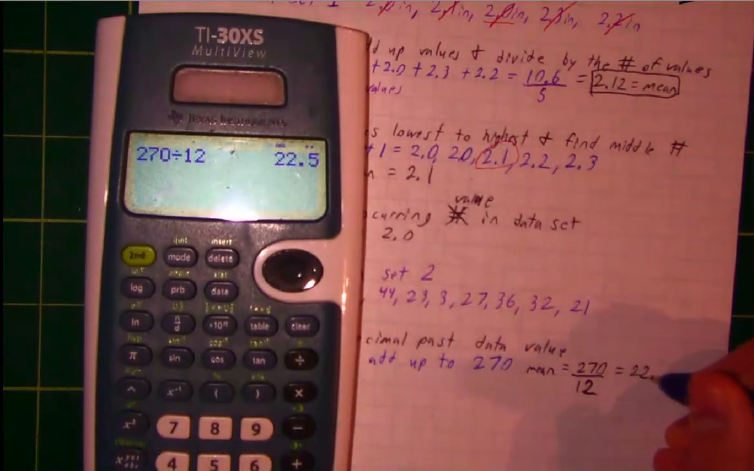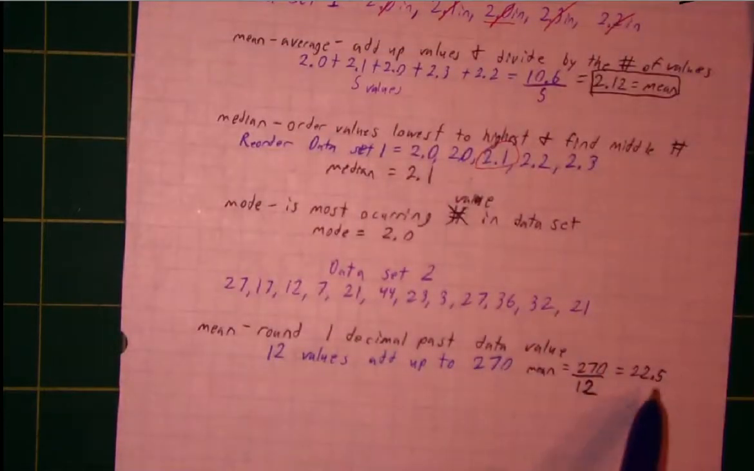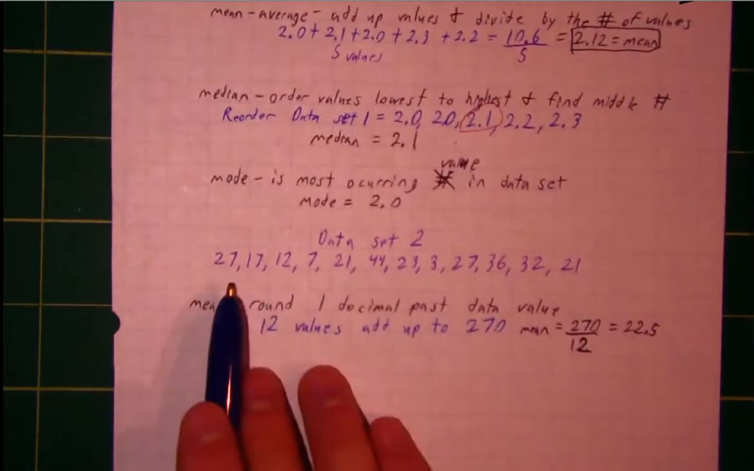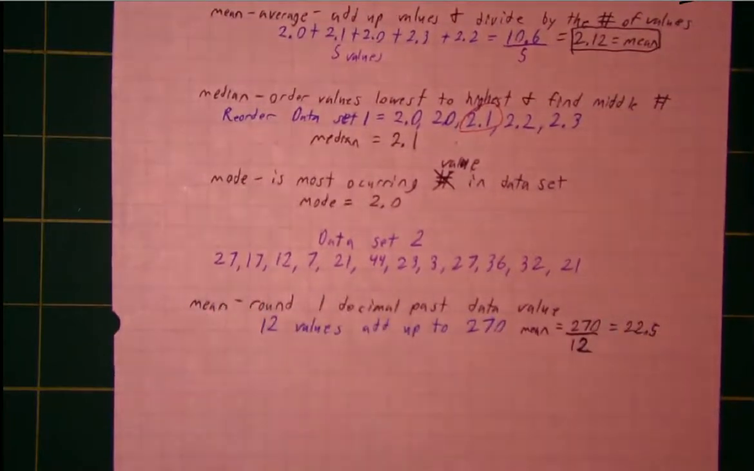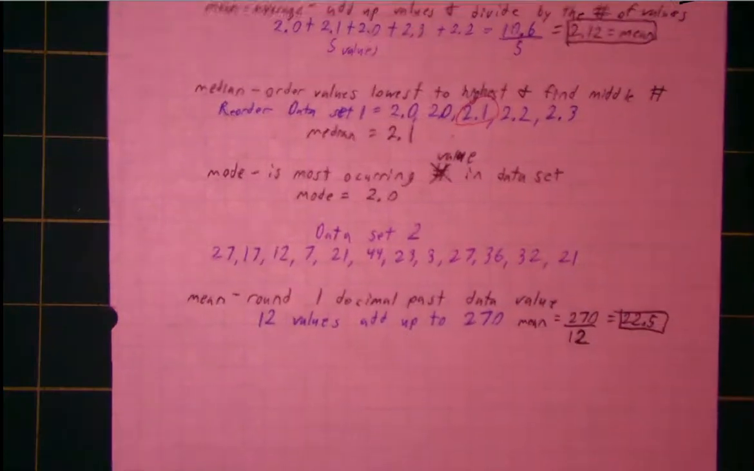How convenient. And we don't round to 23 because with mean, we round to 1 decimal place past our original data values. Our original data values were no decimals. This is 1 decimal, which makes this our correct rounded mean.